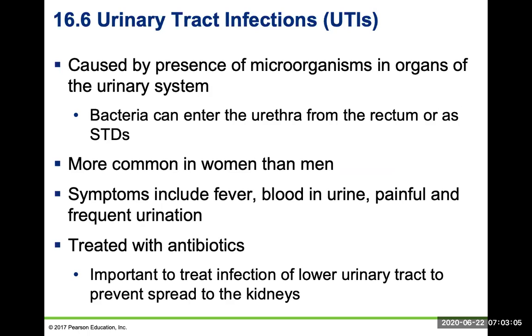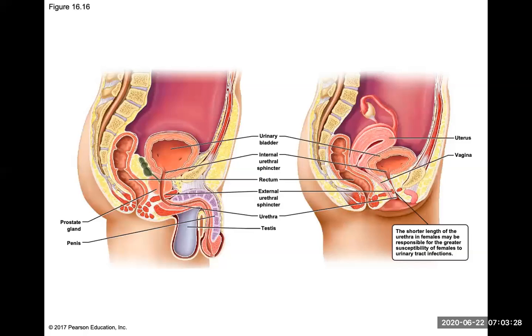UTIs are caused by the presence of microorganisms, where bacteria can enter the urethra from the rectum or as an STD. It's more common in women than men. Symptoms include fever, blood in the urine, and very painful and frequent urination. And it's very important to treat it with antibiotics to prevent spread of a UTI to your kidneys. So the shorter length of the urethra in females is usually responsible for the greater susceptibility of females to urinary tract infections.